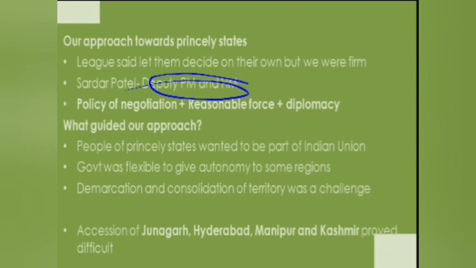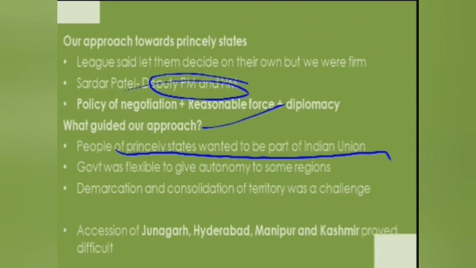So what guided our approach? The people of the princely states wanted to be part of the Indian Union. The kings were not favoring Sardar Patel; they wanted to keep their states away from India. But the people of the princely states were ready to join the Indian Union.